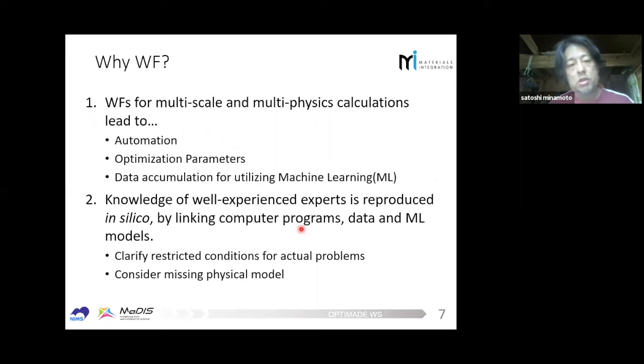So it goes to the optimization of parameters for the process or structures or something like that. And it is very useful to accumulate data in order to make prediction models from machine learning techniques. These three terms are very normal, and the second one is very important.